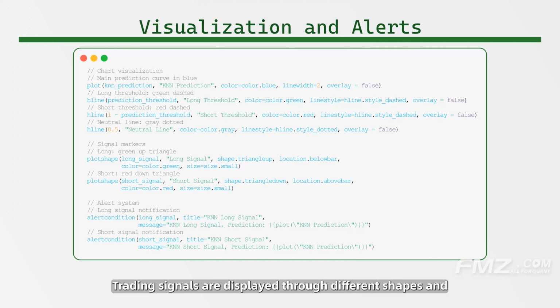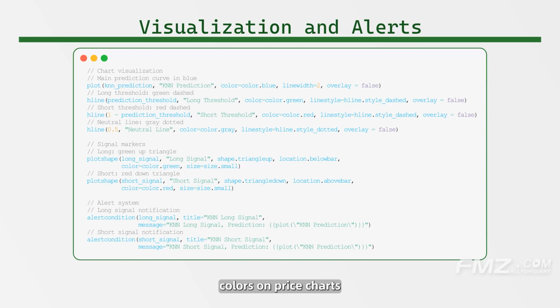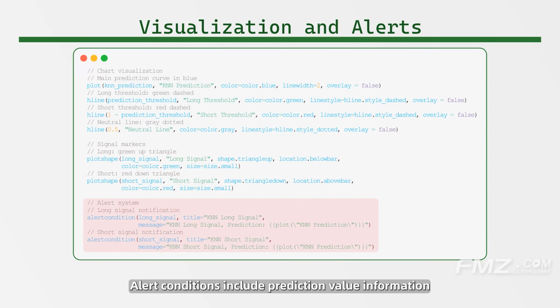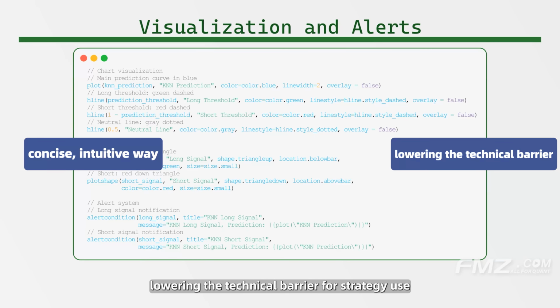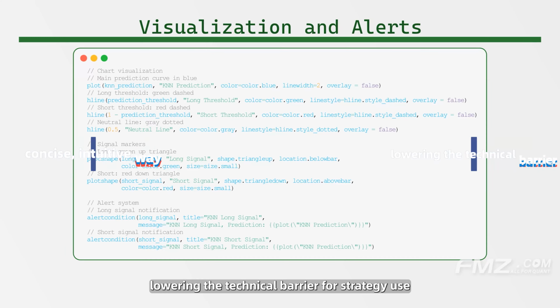Trading signals are displayed through different shapes and colors on price charts. Long signals use green up triangles. Short signals use red down triangles. Intuitive and clear. Alert conditions include prediction value information, convenient for traders to understand signal strength. This design presents complex machine learning algorithm results in a concise, intuitive way, lowering the technical barrier for strategy use.